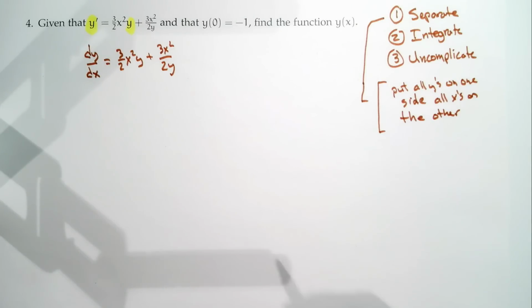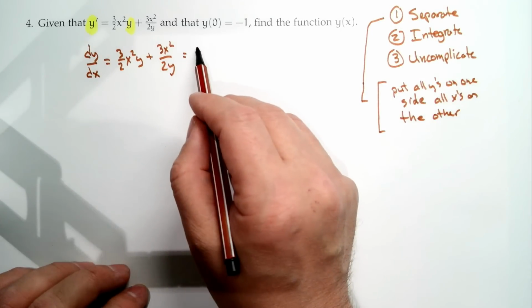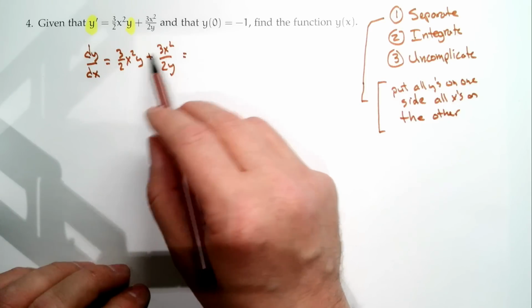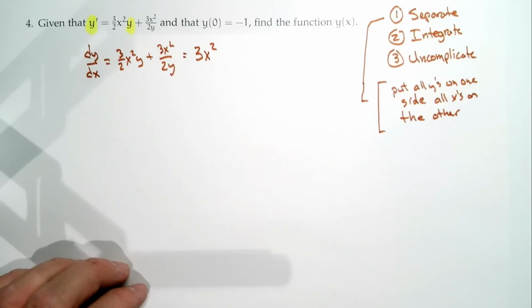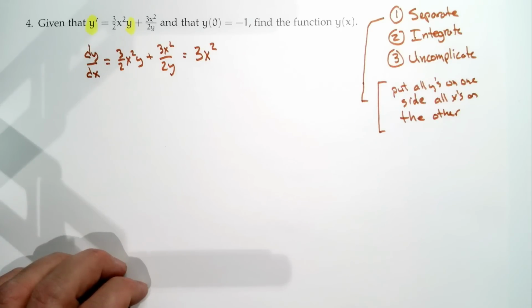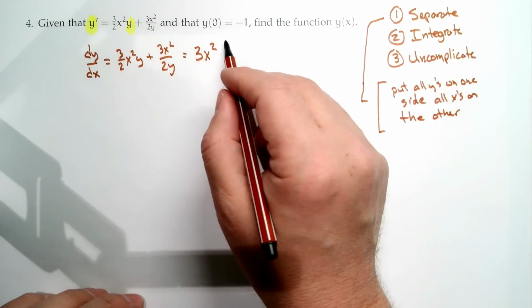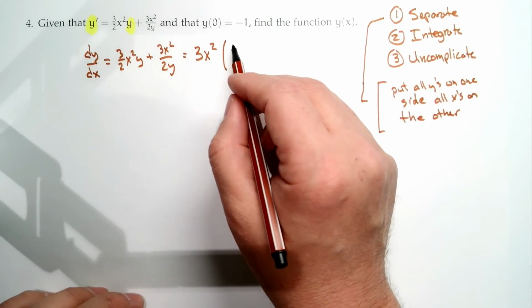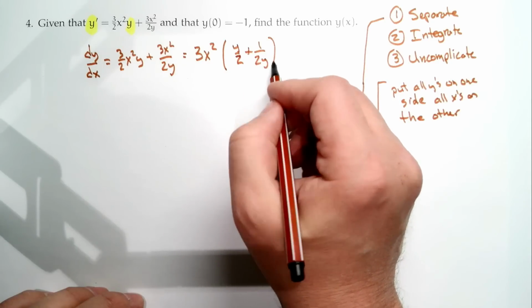Looking here, one thing we can do is pull this out. Notice that there's x squared on both of these. In fact, I'll pull out 3x squared on both. Why the 3? Because 3x squared is really nice, since I know my next step is going to be to integrate, and I want something that's really easy to integrate. What's left? I have y over 2 plus 1 over 2y.